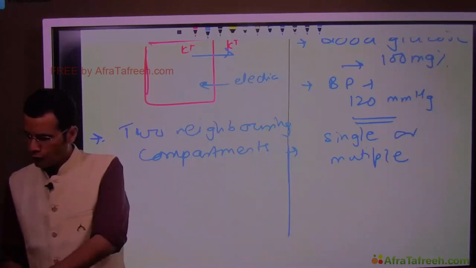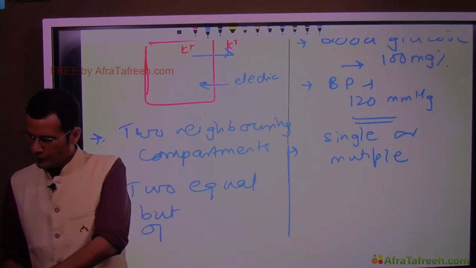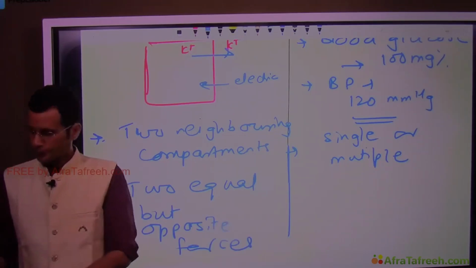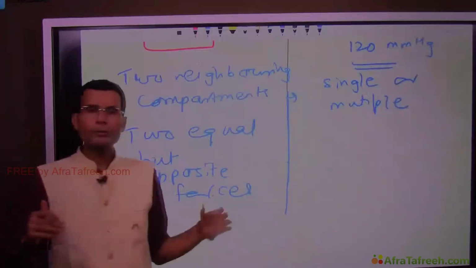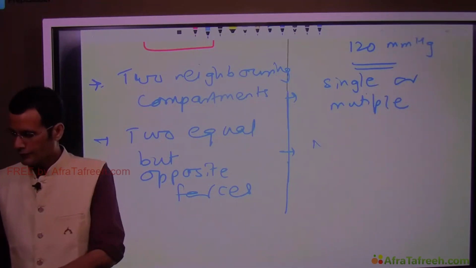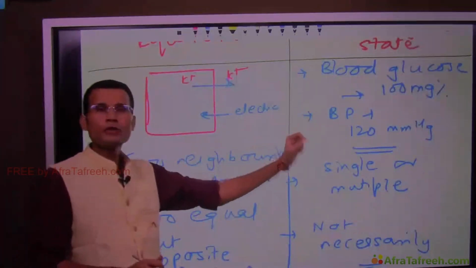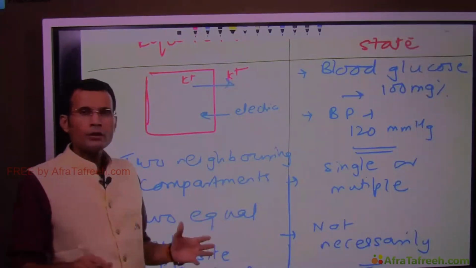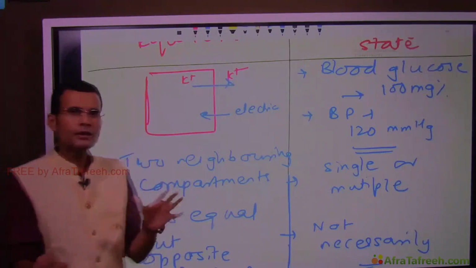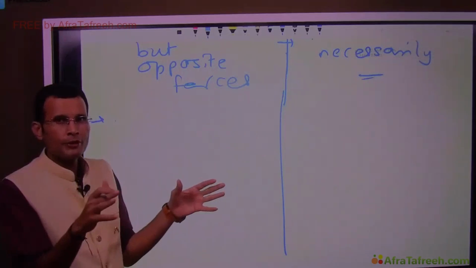Equilibrium also involves two equal but opposite forces which are balanced out. When you say equilibrium, two equal but opposite forces have balanced out. In the case of steady state, not necessarily that's the case. Look, for example, to maintain the blood glucose at 100 mg%, there are several forces and they are not necessarily equal and opposite. Okay.